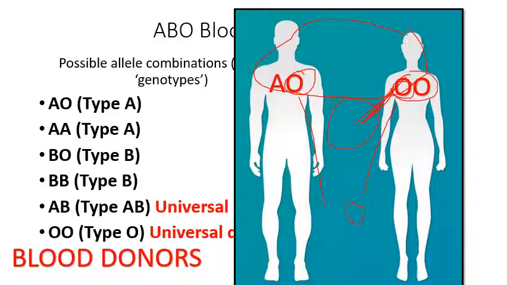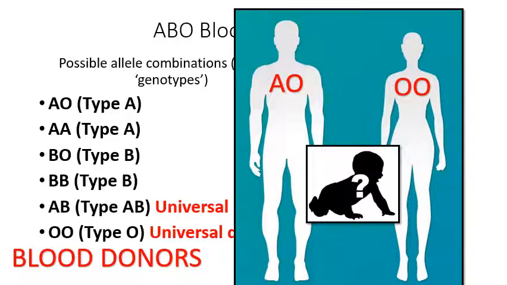So then in that case, the baby will be OO, and there's no problem. There's no incompatibility problem with the mother. But half the time he will donate the A allele in his sperm cell, and the baby will be genotype AO, which is blood type A. So that could possibly cause a problem. Is there possibly a problem here?